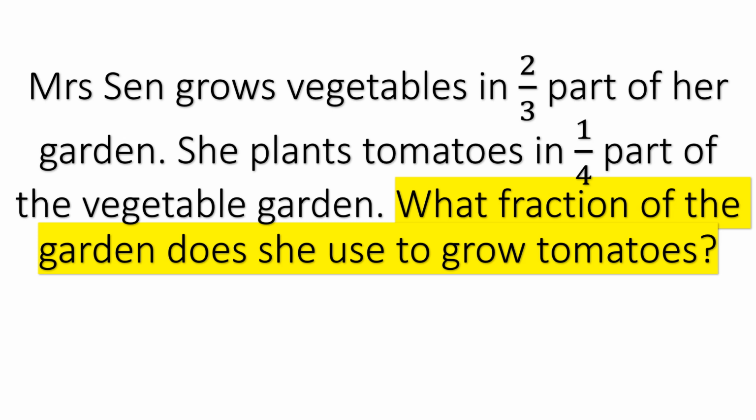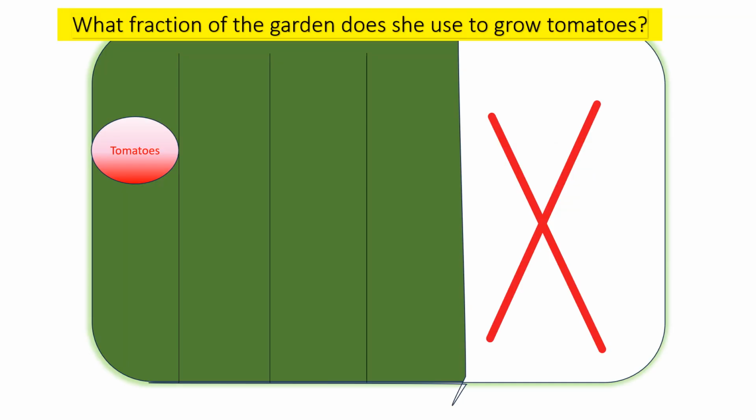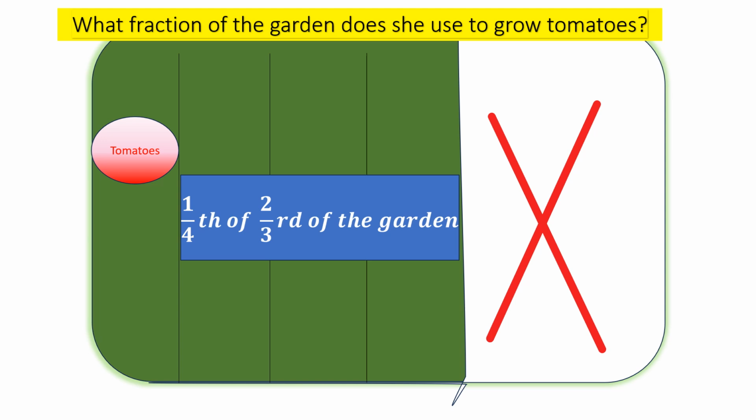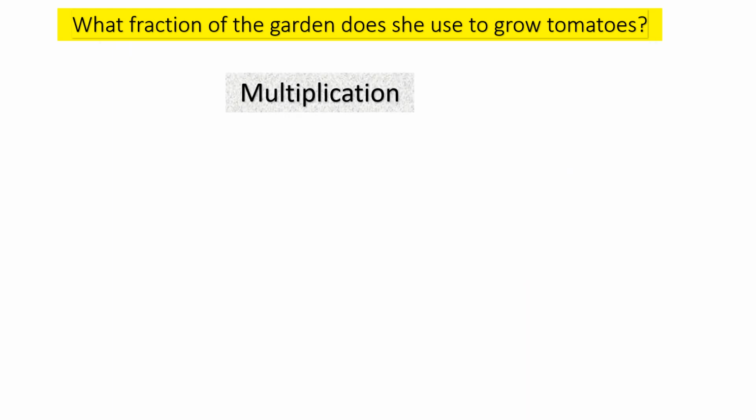Now, your final question is, what fraction of the garden does she use to grow tomatoes? Okay, so here is our tomatoes, and according to the question, 1/4 of the 2/3 of the garden is used to grow tomatoes. So I already told you, whenever you see this word "of" in your question, it simply indicates that you have to multiply. So how to calculate this? Let us do the multiplication.